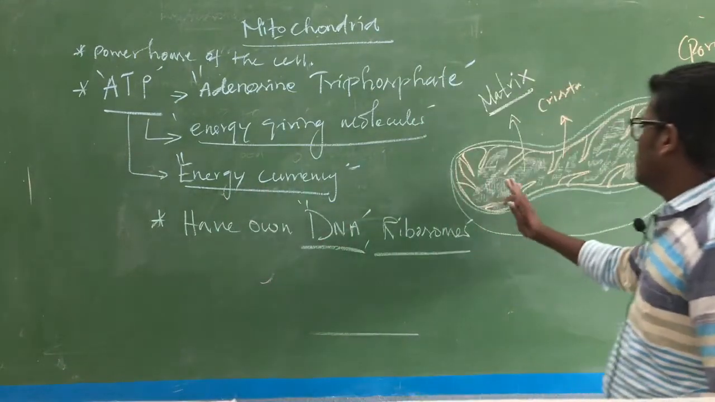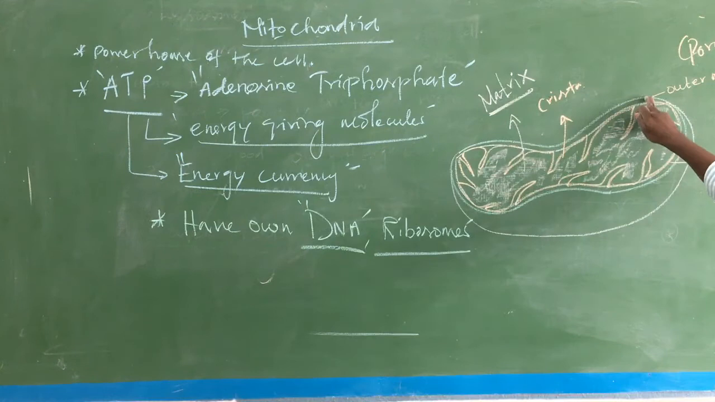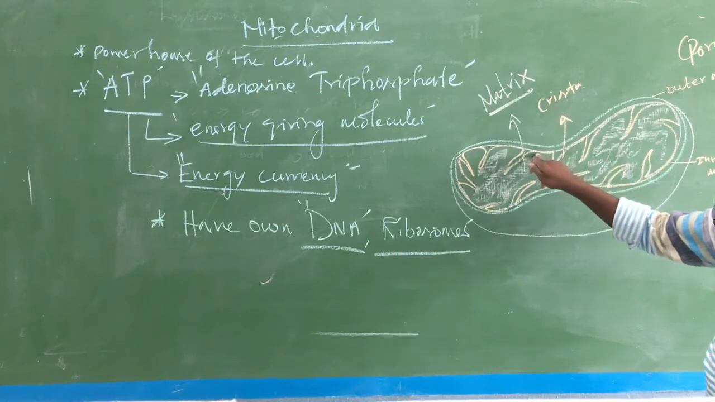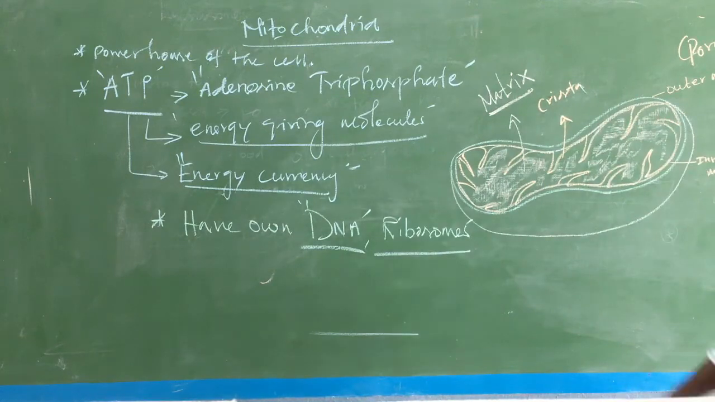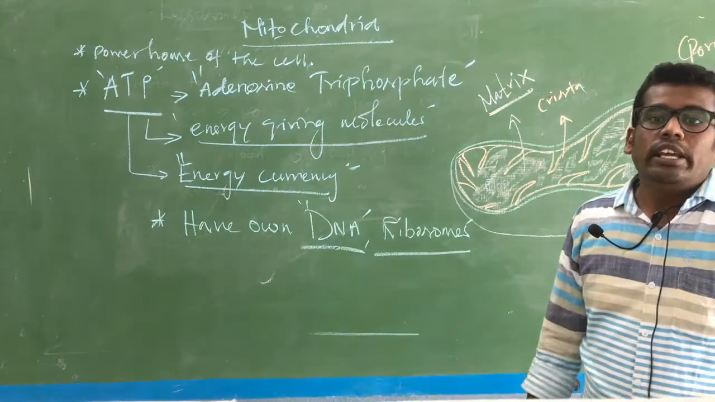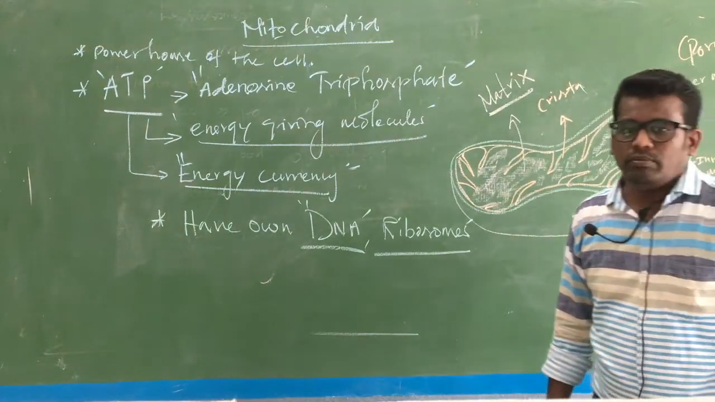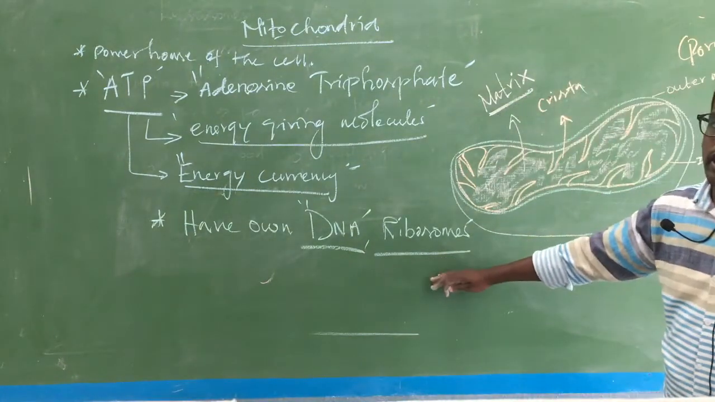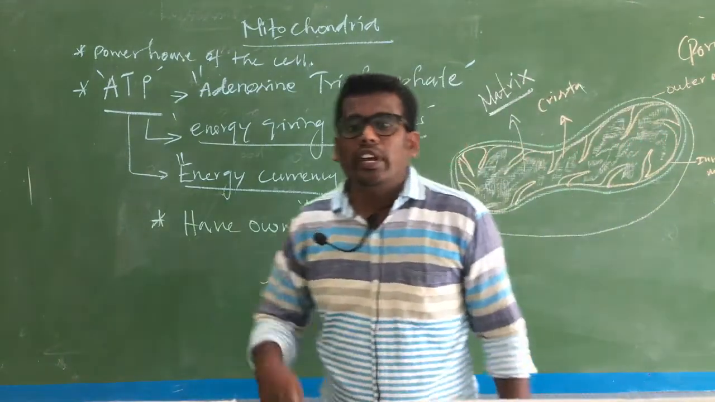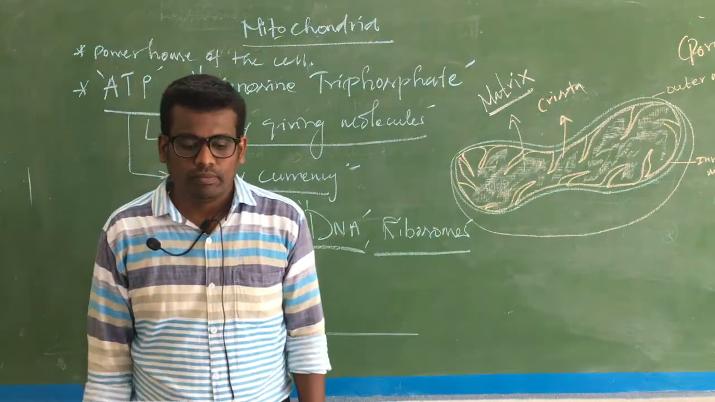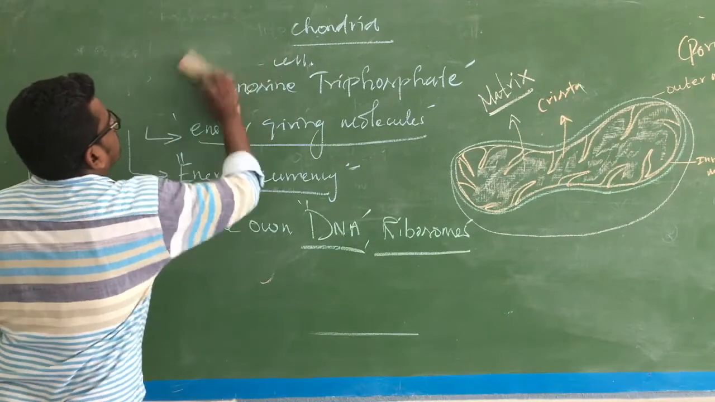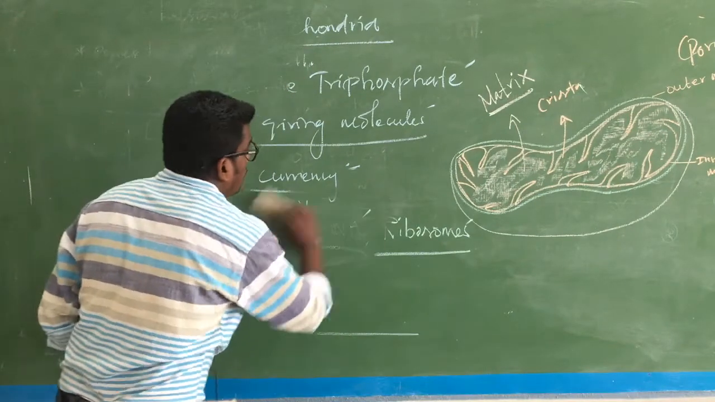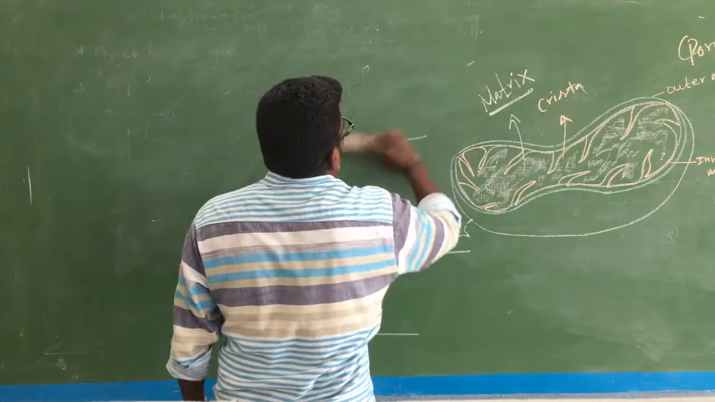And the structure: it has an outer membrane and an inner membrane. The outer membrane is very porous, and the inner membrane is deeply folded, called the cristae or crista. The inner membrane is involved in the chemical reaction which generates the ATP. It has its own DNA and ribosomes and is able to produce its own proteins. Okay, that's all. Next is the organelle plastids.